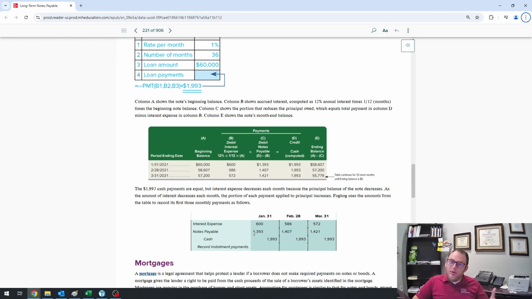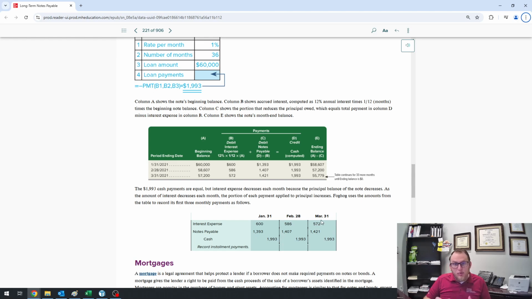And so that means our principal payment, the amount that we're going to debit to the note that's on the books, is going to be the $1,393. The second payment, the cash going out, is exactly the same. We're making equal payments. So $1,993 is going out as cash, but the interest portion is going to be $586. And the principal portion of that note is going to be $1,407.